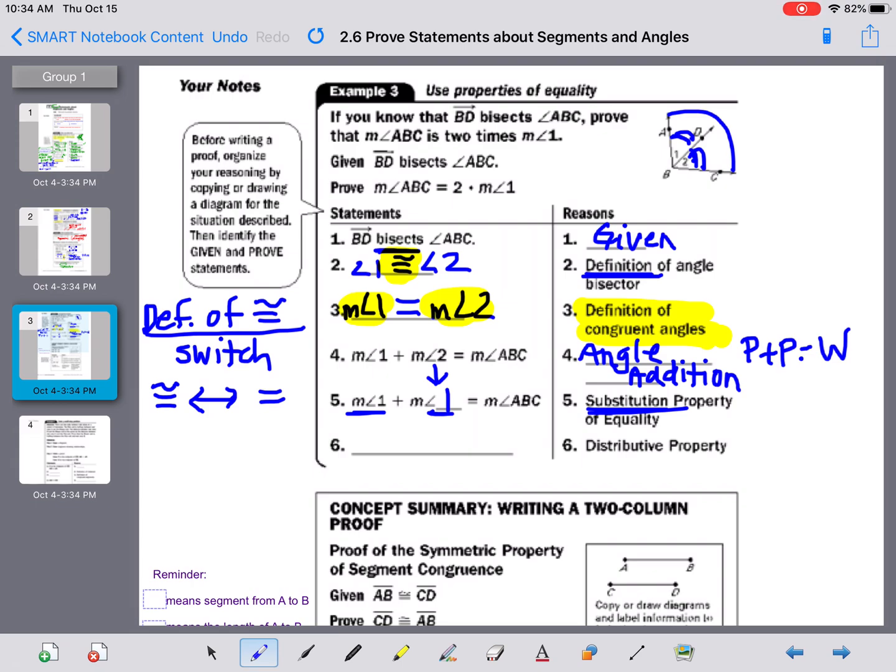2x, right? We would simplify it to 2x. So instead of 2x, I have measure of angle 1 plus measure of angle 1 equals the measure of angle ABC. I'm going to make it 2 times the measure of angle 1 equals the measure of angle ABC. Okay, I'm going to be honest. I do not like their reason. I don't think that's a good thing to say.